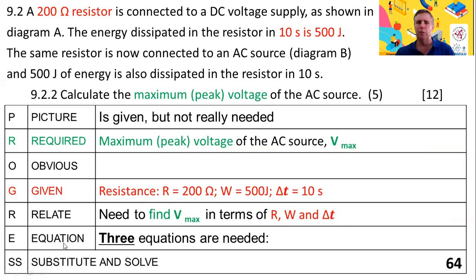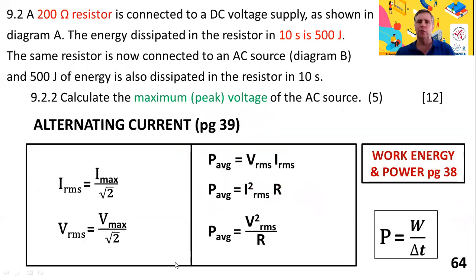To relate those, we need to find the correct equation from our data sheets. And in this case, we'll actually need 3 separate equations. And then, you know, SS stands for substitute and solve. So let's go to our data sheets. If you look on page 39, we have our alternating current equations. Don't confuse them with the normal electricity equations. And on page 38, we have the work, energy, and power equations.